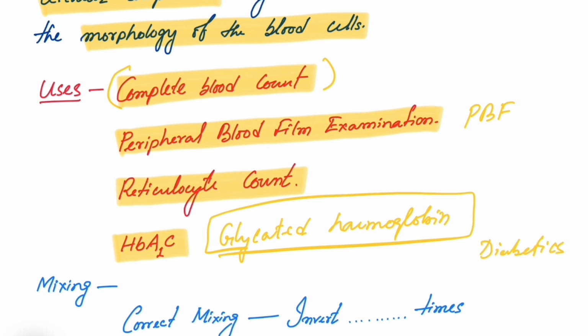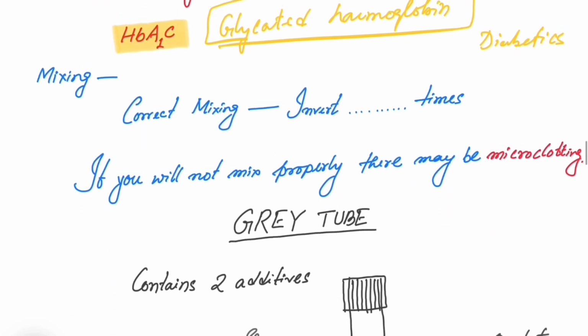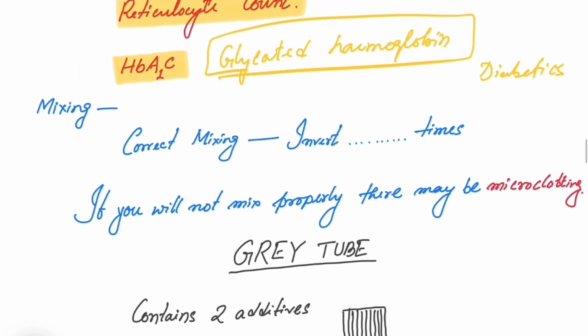I have already told you that the proper proportion of anticoagulant and blood is important. Like that, you need to mix the anticoagulant and blood properly, so that there will not be any microclotting. For correct mixing of the lavender tube, after collecting the blood, invert the tube around 8 to 10 times. So it will be the proper, correct mixing.